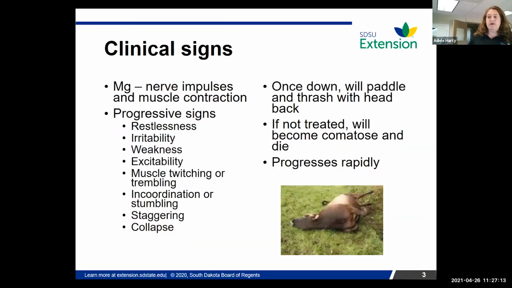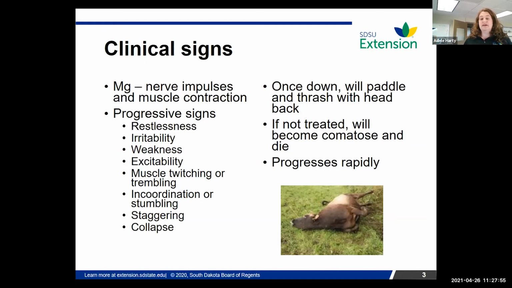And the reason that we are so aware of this is that magnesium is key to nerve impulses and muscle contractions. And so if we have a deficiency in this, we can have some very detrimental effects on the animals. And those of you who have seen or experienced grass tetany in your livestock have probably observed some of these symptoms at times. They're going to be restless, irritable, maybe weak. They're going to be more excitable than normal. Will progress into muscle twitching and trembling, incoordination and stumbling, staggering, and eventually the animal will collapse.